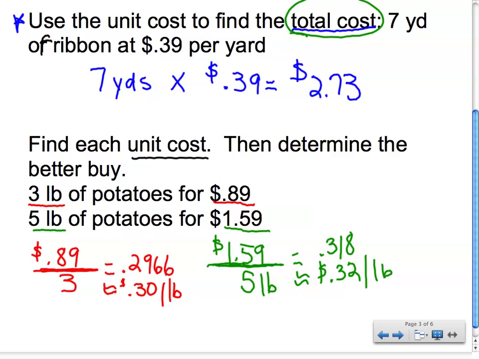Okay, so which package purchase is our better buy? Is 3 pounds for 89 cents, which is 30 cents a pound, or is 5 pounds for $1.59, which is 32 cents a pound, the better buy? To answer that question, the better buy would be the lower cost. So the answer would be 3 pounds for 89 cents. Okay?